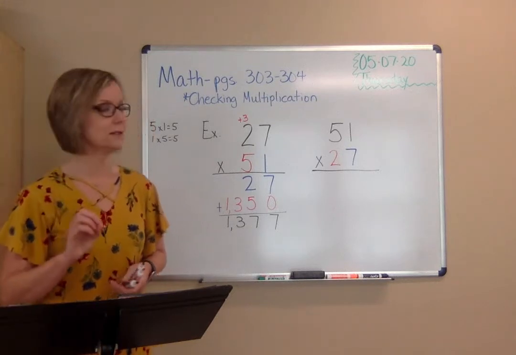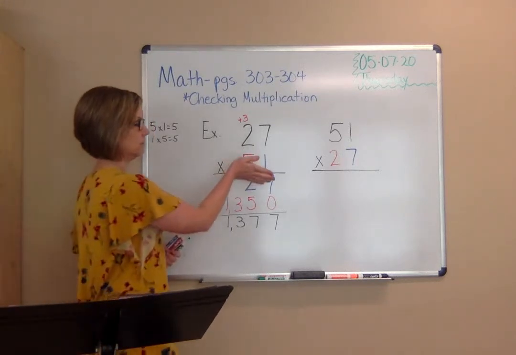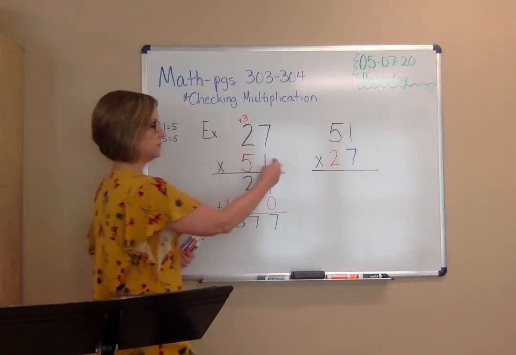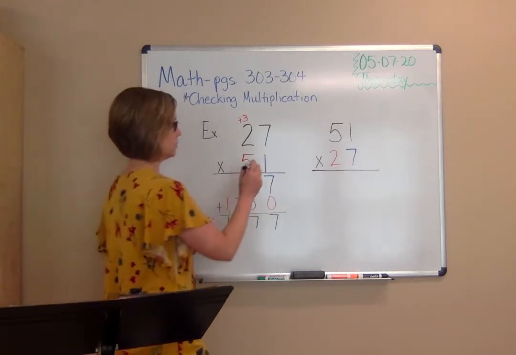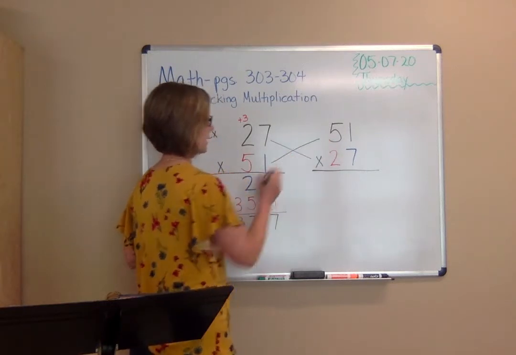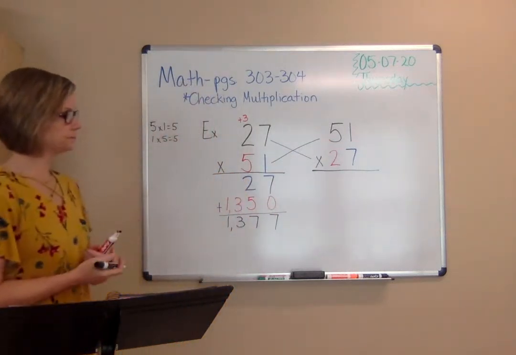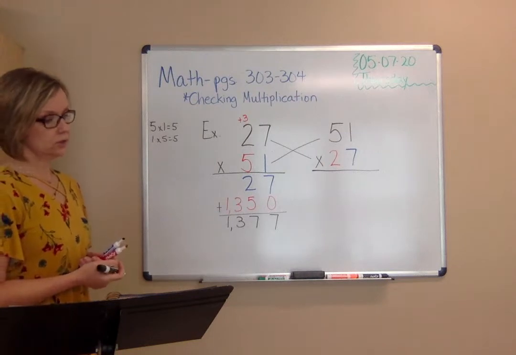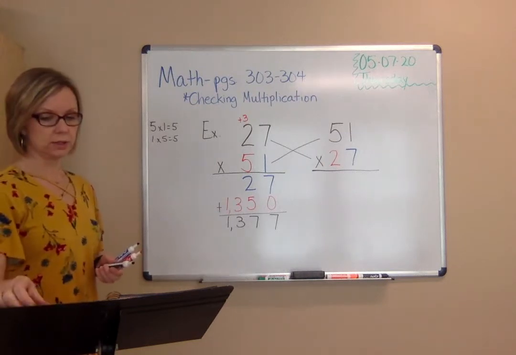So what they're saying for you to do today, to check, is you're going to do the problem twice. You're just going to make a twin: 51 times 27. So 27's here, 51 is there. Just flipping them over. Okay?